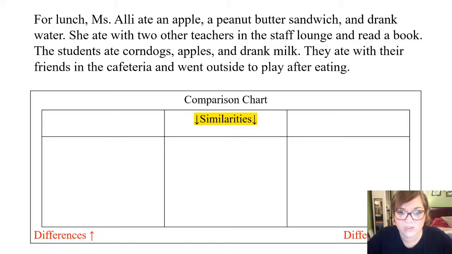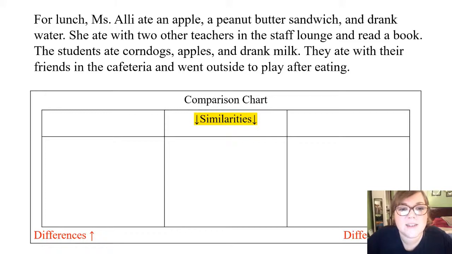Now I will read the short paragraph and then I will fill out the comparison chart. So, for lunch, Miss Allie ate an apple, a peanut butter sandwich, and drank water. She ate with two other teachers in the staff lounge and read a book. The students ate corn dogs, apples, and drank milk. They ate with their friends in the cafeteria and went outside to play after eating.